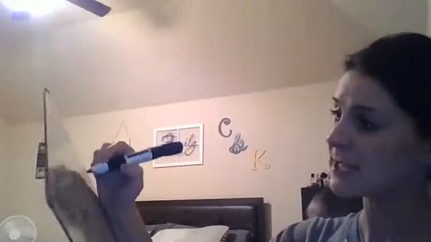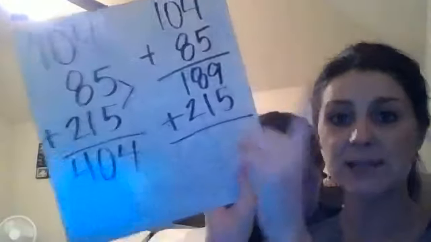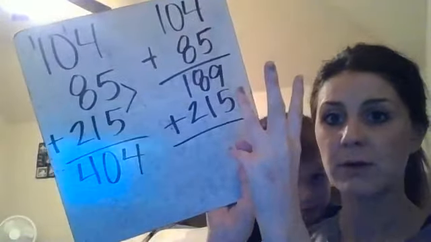Do it this way. So 5 plus 4 is 9. 8 plus 0 is 8. And you have the 1. And then now you will add the 215. 9 plus 5 is what? 9, 10, 11, 12, 13.